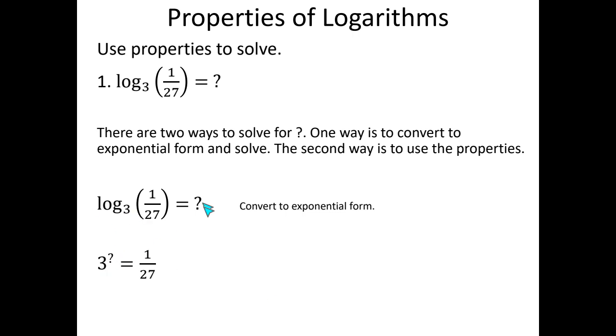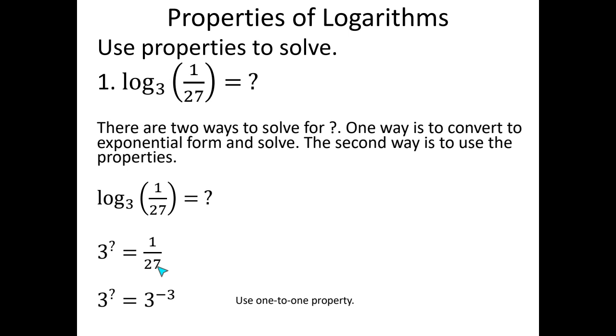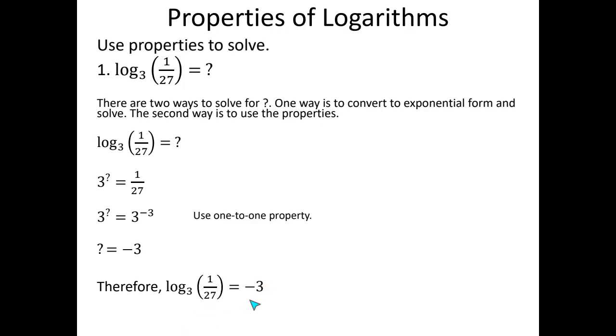So my base is 3, and then I have the question mark, equals 1 over 27. I want to see, could I use the one-to-one property? Well, they don't have the same base, but 1 over 27, we can rewrite it so that it has a base of 3. So remember, 27 is 3 cubed, but if I bring it to the numerator, then I end up with negative 3. So now they have the same base. That tells me that my answer here is going to be -3. So we can use the one-to-one property. We bring the exponents down, the question mark and the -3, so my answer is -3.